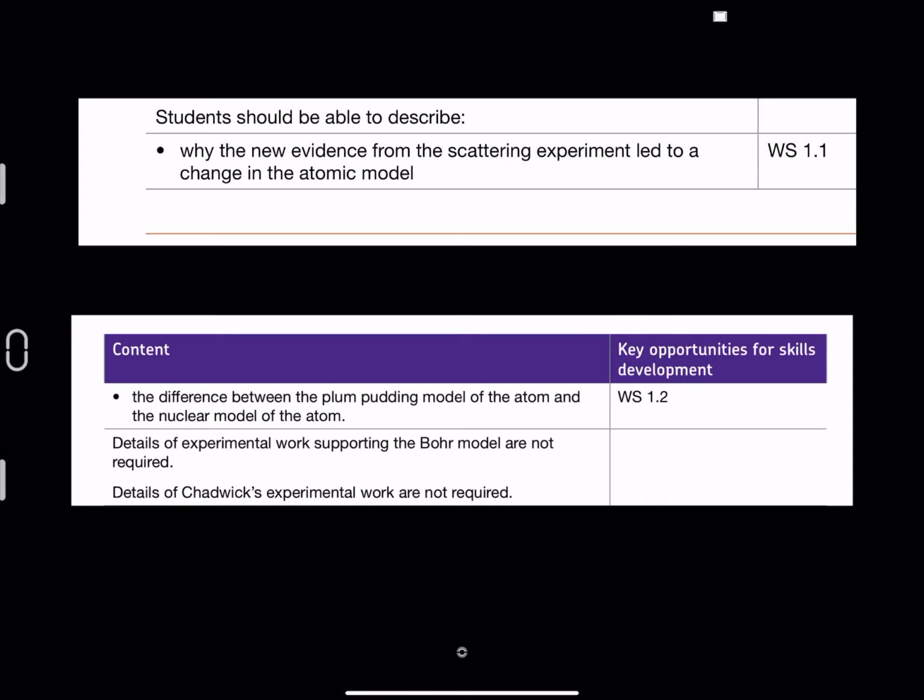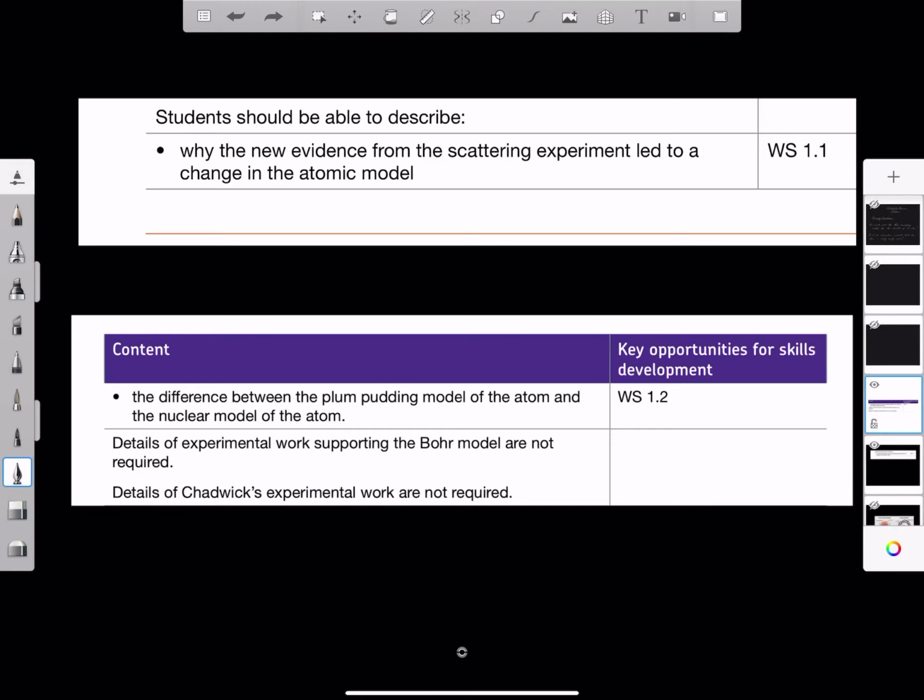Now, notice it's saying that you will need to know, in terms of content, the difference between the plum pudding model of the atom and the nuclear model of the atom. So you will need to be able to tell the examiner how you are able to distinguish between the plum pudding model and the nuclear model. Notice it says that details of experimental work supporting the Bohr model are not required, and details of Chadwick's experimental work are not required. So just be aware of that when you come to revise. Okay, so let's move forward.